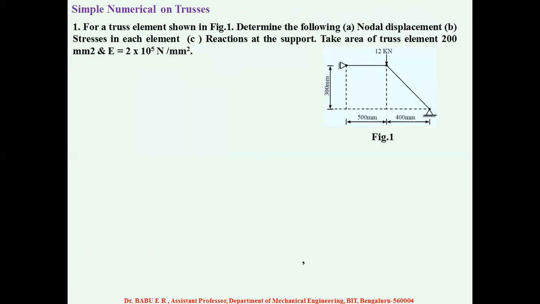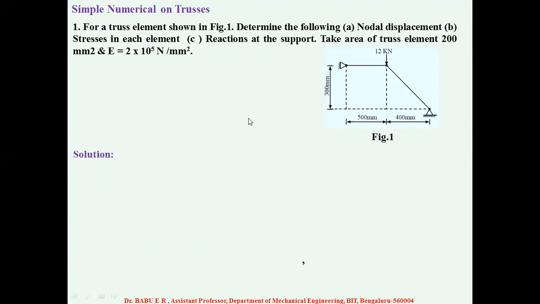Now let us start with a simple numerical on trusses. For the truss element shown in figure 1, determine the nodal displacement, the stresses in each element, and the reactions at the support. Take the area of the truss element as 200 mm square and Young's modulus as 2 into 10 to the power of 5 Newton per mm square. So this is the truss element. The load is applied exactly at this particular point. It consists of two trusses, this is one truss and this is one truss, with the two supports and the dimensions given here.